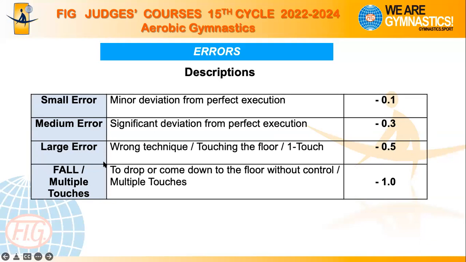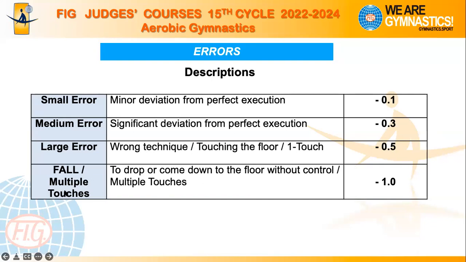Large error is like wrong technique of whatever the movement, including amplitude also, okay? And touching the floor, which means one touch. We used to say touch and brush, forget about that. If they brush, it's a touch, okay? If they touch the floor, it's touching the floor. And if it's one touch or wrong technique, you deduct as a large error, which is 0.5, which automatically does not give difficulty value. I try not to mix you up with the difficulty and execution, but so that you know, any 0.5 means wrong technique or touch, the difficulty value is not given.